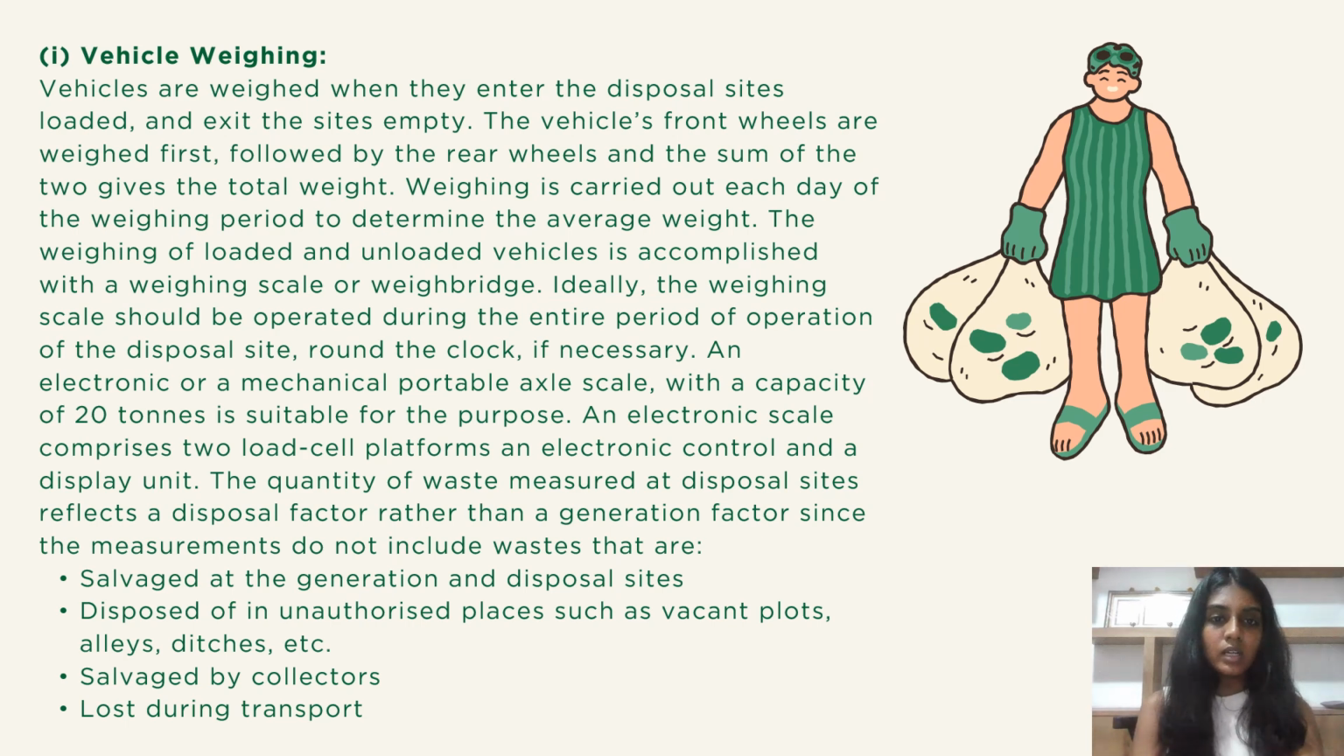The weighing of loaded and unloaded vehicles is accomplished with a weighing scale or a weigh bridge. Ideally, the weighing scale should be operated during the entire period of operation of the disposal site, round the clock if necessary. An electronic or a mechanical portable axle scale with a capacity of 20 tons is suitable for the purpose. An electronic scale comprises of two loaded cell platforms, an electronic control, and a display unit.